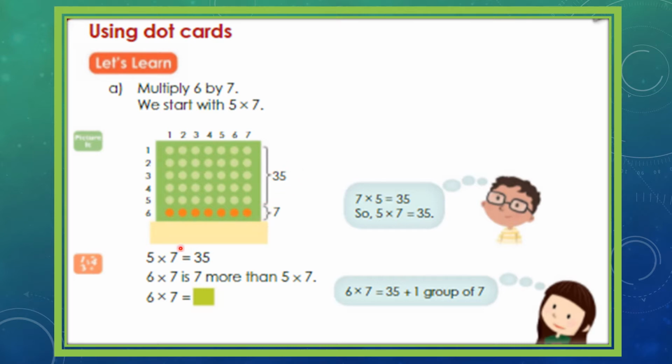So now, class, 5 times 7 equals 35. Then 6 times 7 is equal to 7 more than 5 times 7. If we multiply 6 and 7 directly, that will be 42. So again, 6 times 7 equals 35 plus one group of 7. So the final product here, class, is 42.